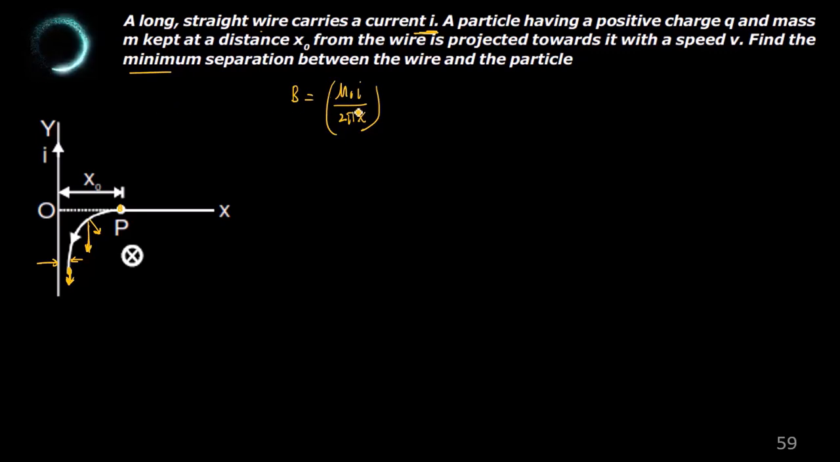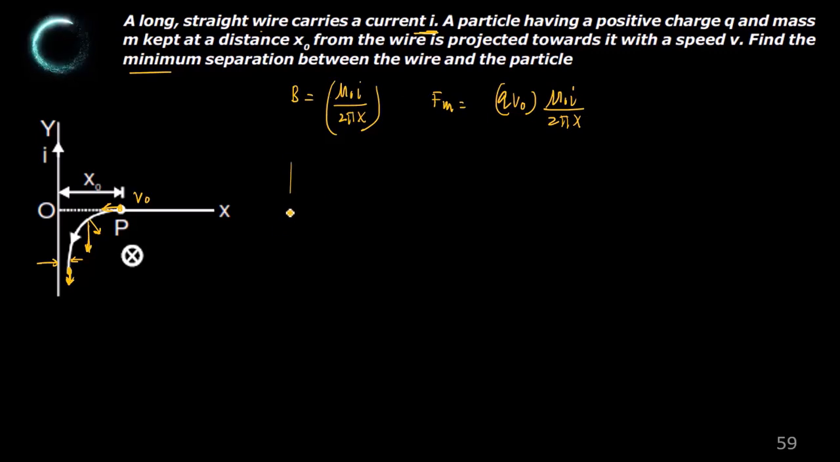Because of this magnetic field, what is the force acting on the particle? Magnetic force should be equal to q into v naught into mu naught I divided by 2 pi x. So v naught is the velocity with which the particle is being projected. That velocity's magnitude is not going to change, but the direction is changed. So this is the force acting.